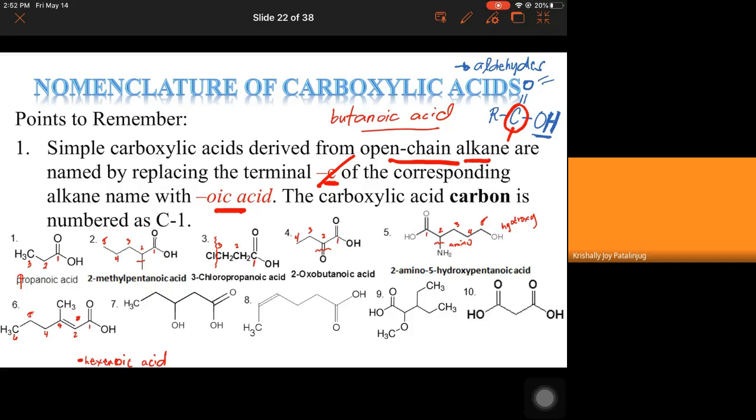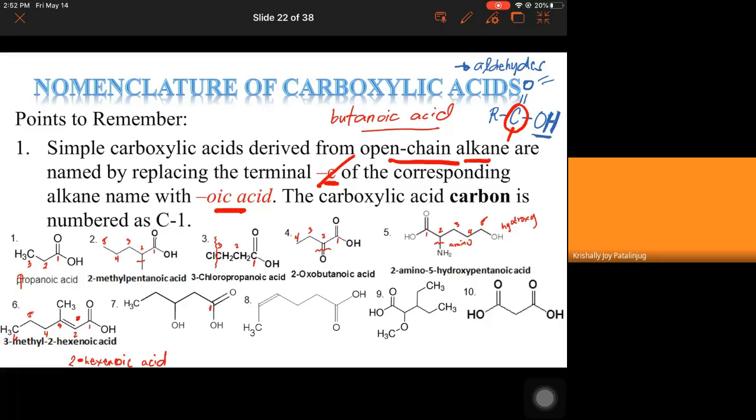So the parent would be 2-hexenoic acid. That's the parent. Is there a substituent? Yes, at carbon 3. That becomes 3-methyl-2-hexenoic acid. Okay? Next. So here is the carboxyl group.